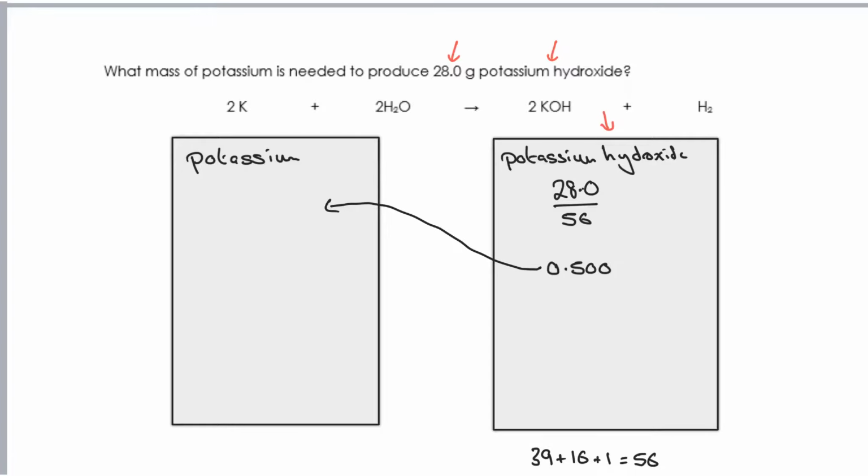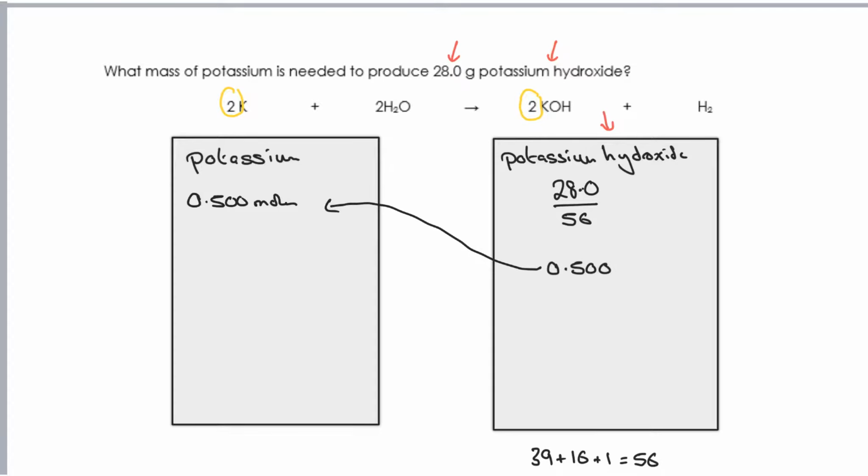Well, if we look at the equation, we've got a 2 to 2 ratio here. That's the same as a 1 to 1 ratio. Therefore, we need 0.500 moles of potassium. So 0.500 moles. Now, the question we need to think about is what is the mass of 0.500 moles of potassium?